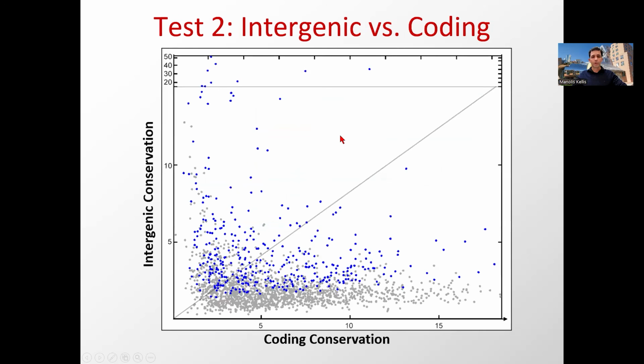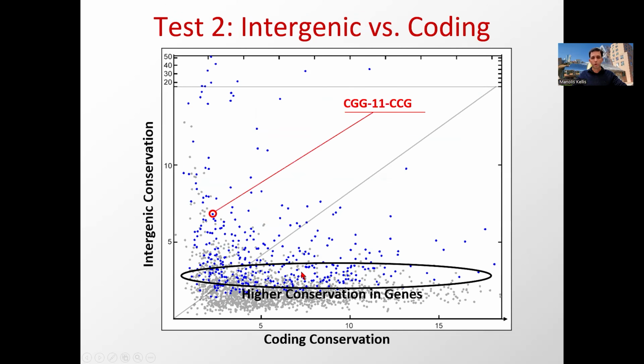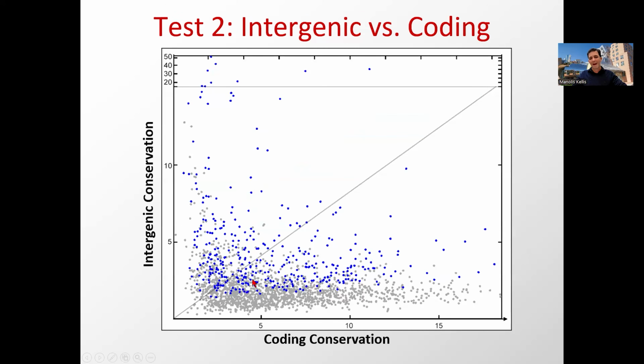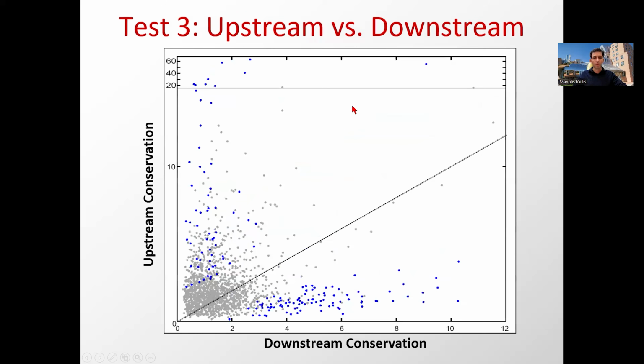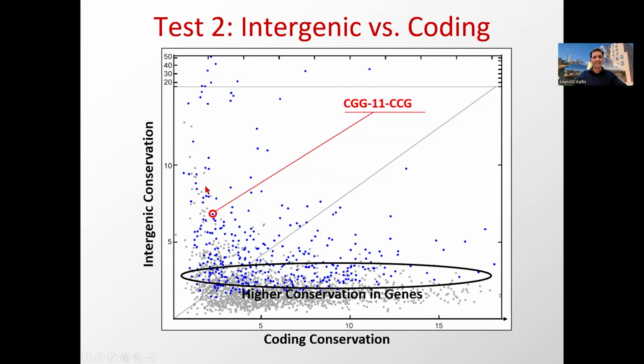What about this intergenic versus coding? This is coding conservation, this is intergenic conservation. Most motifs, most patterns, I should say, in gray show more coding conservation, but a real motif, like Gal4, is actually more conserved in intergenic than in coding. Okay?